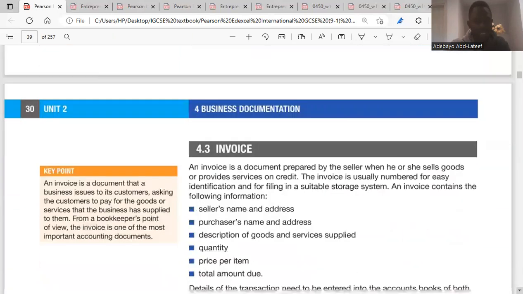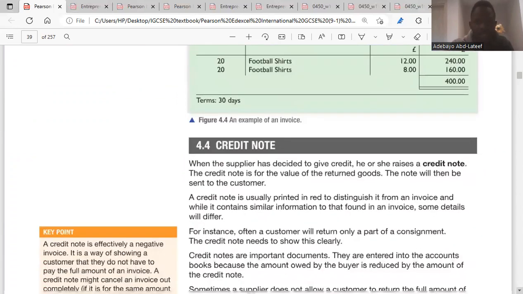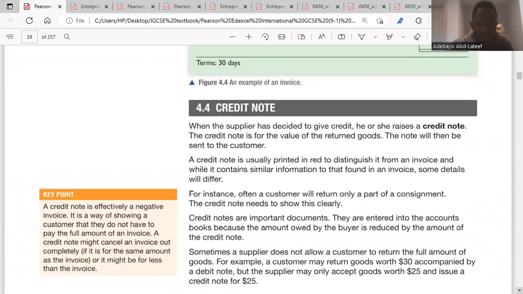For an invoice, I said it's a document issued by the supplier to the customer stating that, oh, customer A, you have bought on credit, you haven't paid. So that's why we issue an invoice. Is it clear now? Should I move on now? Okay. So go to the credit note. Are you there? Yes. Okay.